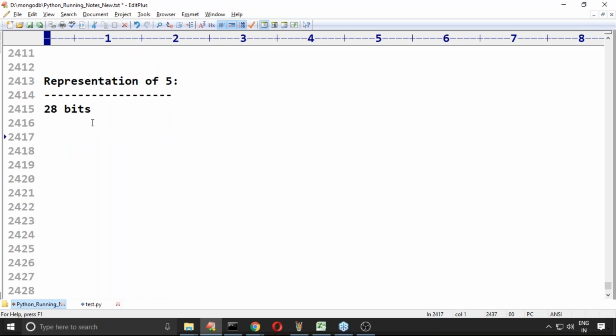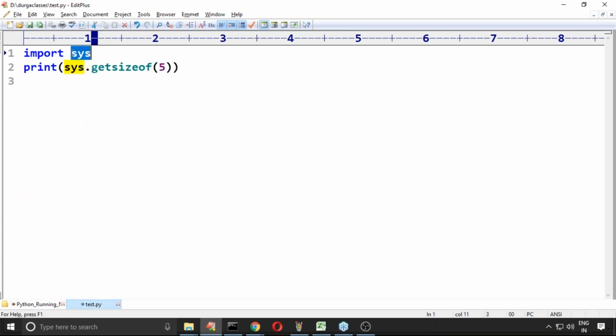Okay, the first bit is reserved, I told, right? In Python, the size of int is not fixed. So if it is 5, how many bits is it going to be? Now I'm asking, import sys, sys.getsizeof(5). What is the size of this 5? By using how many bits is this 5 represented? 28 bits. Have you observed my Python installation is using 28 bits to represent 5? Any doubt?